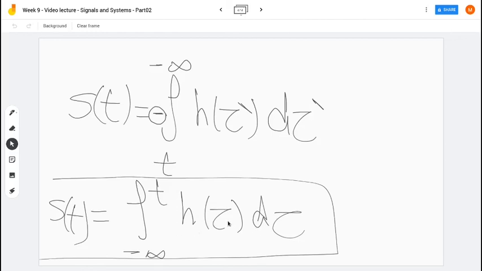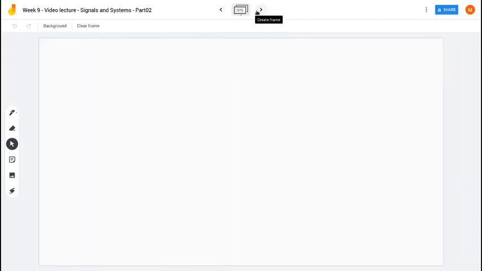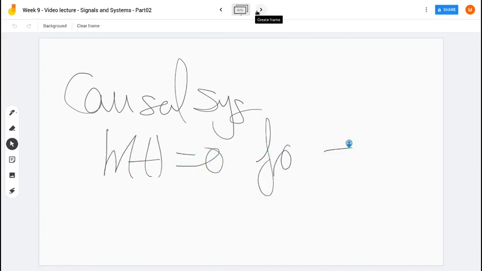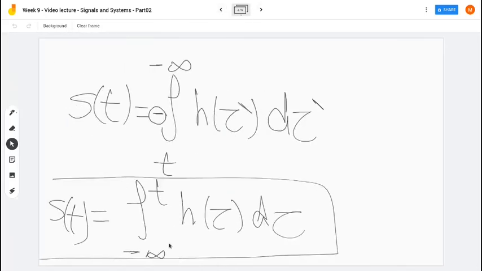And of course, if the system is causal, causality means h of t starts at 0. So for causal systems, h of t is equal to 0 for t less than 0. And in this case, the integration will start from 0, not from minus infinity, because if we have a causal system, the values of h of tau will be 0 for tau less than 0.